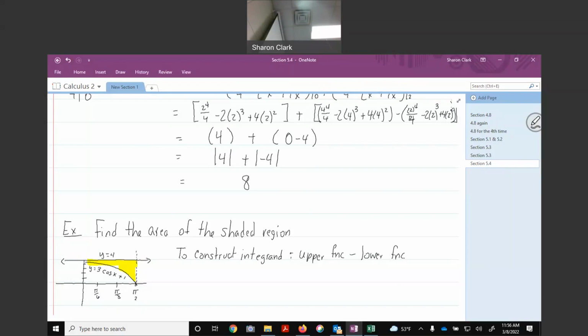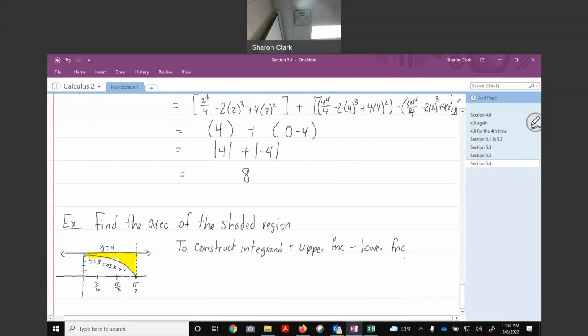So that 3 cosine x plus 1 is, no, not the derivative, that is the equation for the curve. It's just the equation of this curve right here. We haven't done anything yet, no. This is just y equals 3 cosine x plus 1, that curve. And then this is y equals 4. That's the other one.